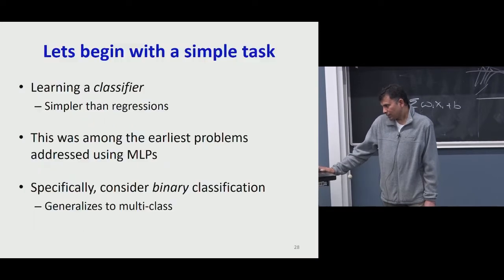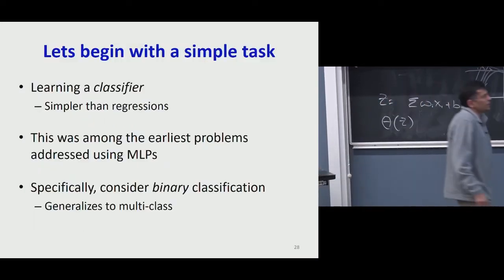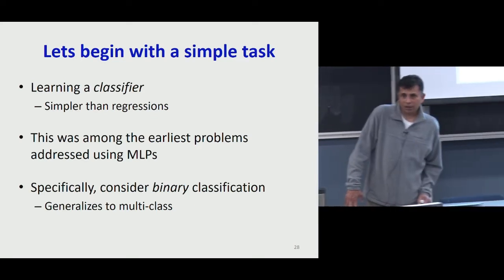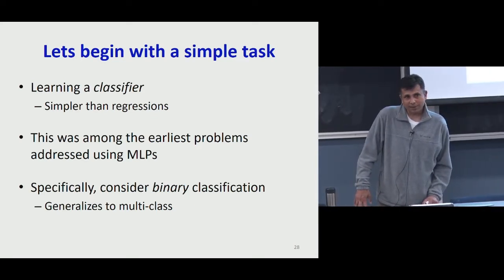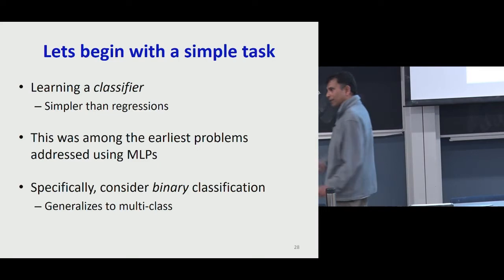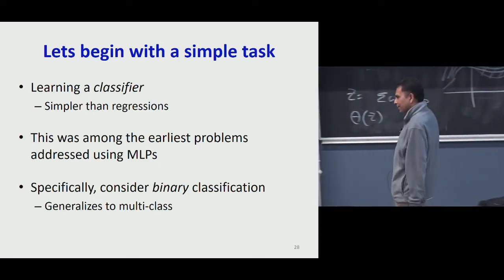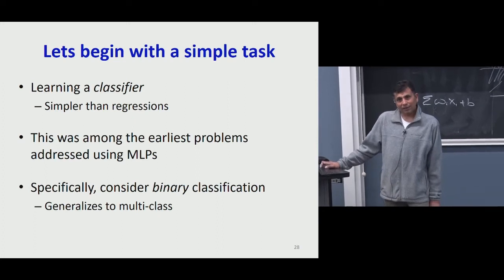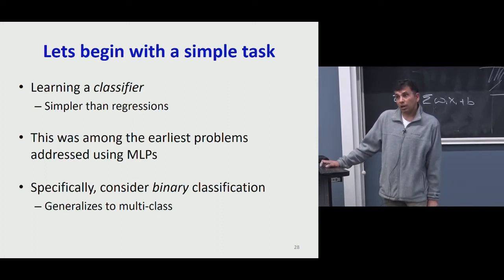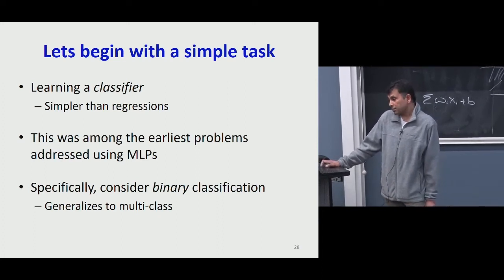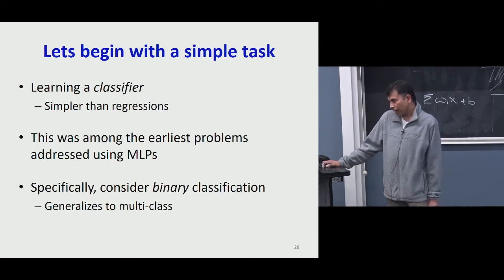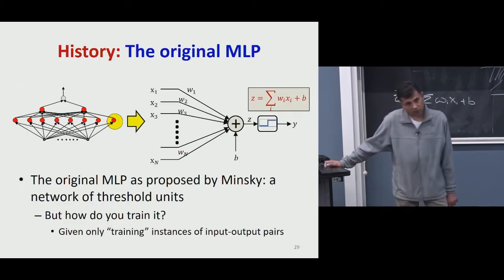Okay? So let's start with the simplest possible function. We know that these things can model classifiers, multi-class classifiers, logistic, real-valued functions, anything. Let's begin with a simple classifier. It's better than regression. And in fact, even historically, classification was one of the earliest problems actually addressed using multilayer perceptrons. And specifically, we'll consider binary classification.